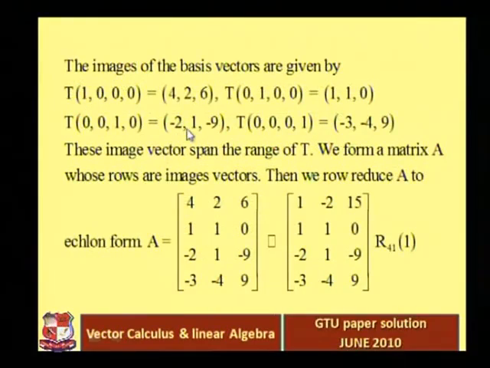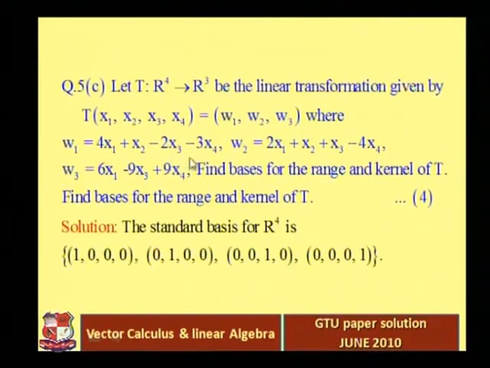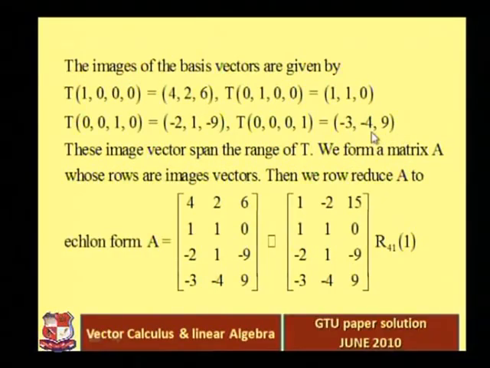Okay, so minus 2, 1 and minus 9, and then we want to find T of 0 0 0 1. So only x4 is 1. So put the value in these 3 equations, you will get minus 3, minus 4 and 9. Now these image vectors span the range of T.